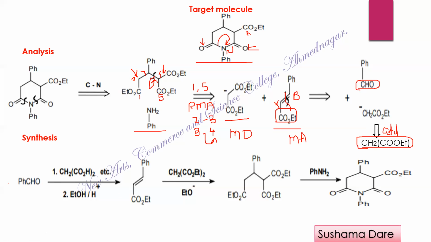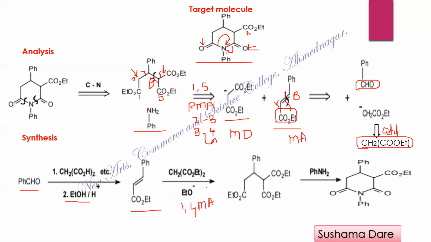So start the synthesis. Look at the synthesis: benzaldehyde is treated with malonic acid and then undergoes esterification. After esterification, it gives the alpha beta unsaturated carbonyl compound. Then it is treated with diethyl malonate. So here there is a 1,4 Michael addition reaction. For Michael addition, we need a mild reaction condition.